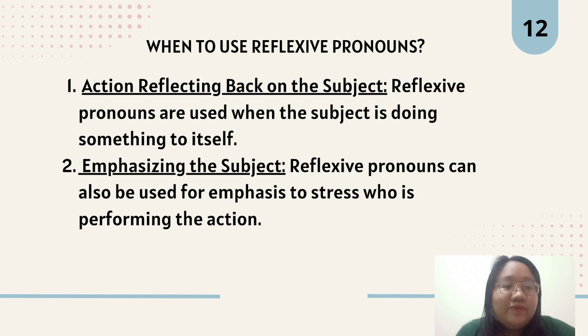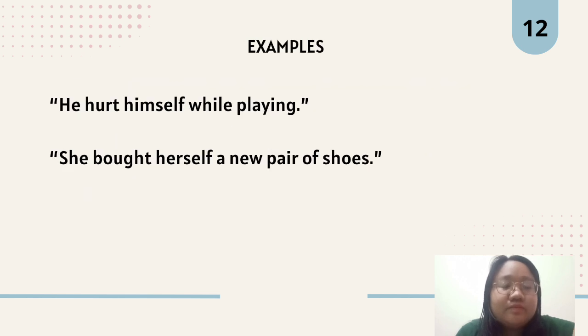Okay, let's try a few examples. Okay, he hurt himself while playing. She bought herself a new pair of shoes. The two examples emphasize the subject, which is the word he and she, and it was added by the other pronouns himself and herself.